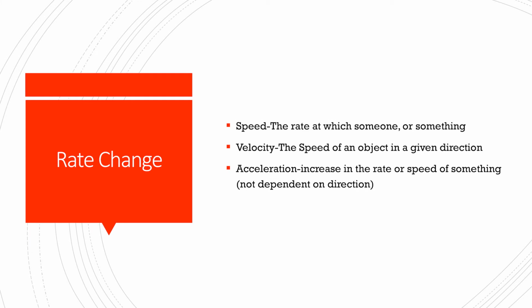And so now we get to talking about our rate changes. We have a few terminology words here. We have speed, which is the rate at which someone or something can move. We have velocity, the speed of an object in a given direction. And then we have acceleration, which is the increase in rate or speed of something. Keep in mind that acceleration does not depend on direction.